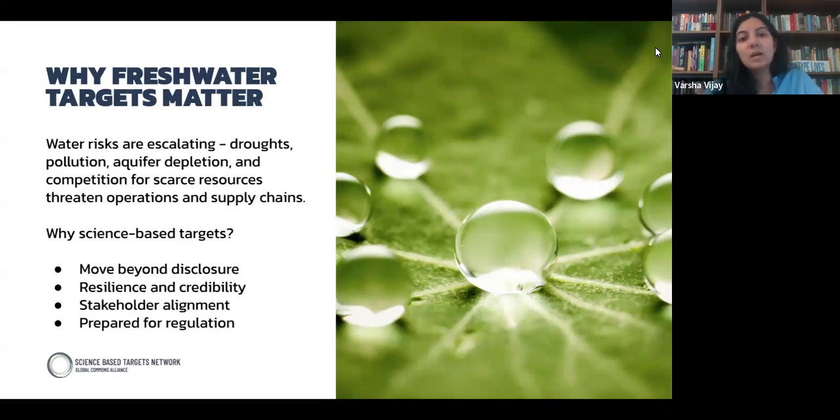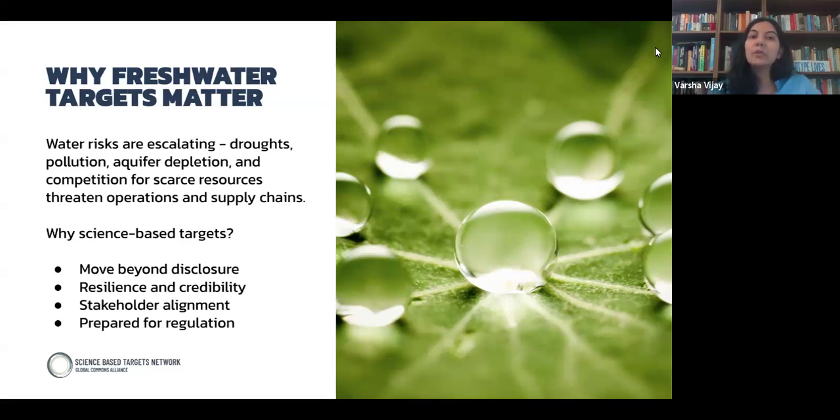These targets move beyond disclosure, as we just mentioned, so they're measurable, time-bound action that reduce these risks and deliver positive outcomes for ecosystems, communities, and businesses. They build resilience and credibility for companies. They help companies take enough of the right action in the right places to manage their risk, to strengthen business continuity, and demonstrate credible leadership in their space and sector.